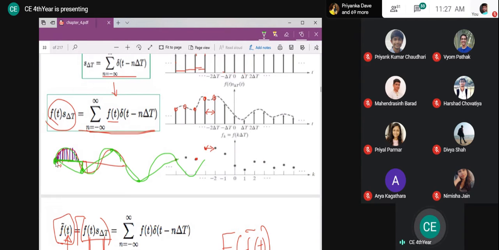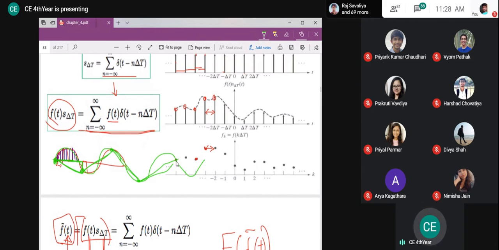Why did that happen? My function looks like this. If I take this sample, then this sample, then this sample, because there are fewer samples, I'm not going to be able to judge the shape of my actual function. If I have fewer samples, I'm losing a lot of information in between, and hence I will not be able to judge what my actual function was or get my actual function value.